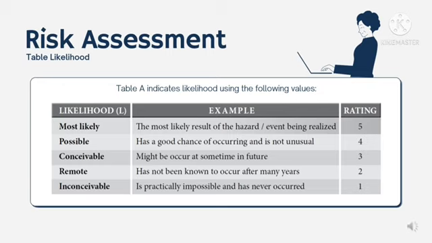Here is the likelihood table. We can see here the most likely result of hazard would be on the rating 5, while on the rating 1, the likelihood is inconceivable, which is practically impossible and has never occurred. The lower the rating means that the lower the hazard will be.